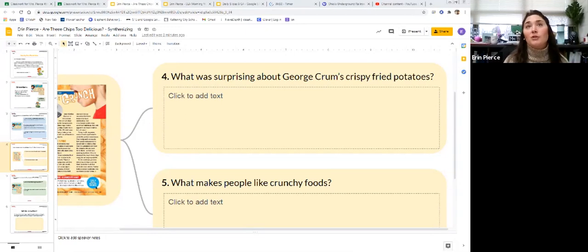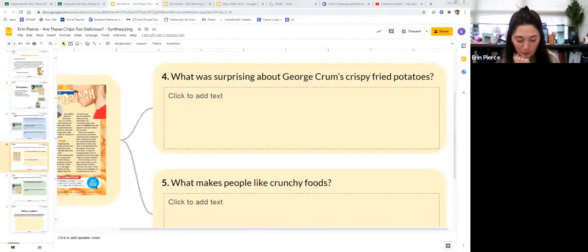What was surprising about George Crumb's crispy fried potatoes? So think back in the article. He's got a guy who's complaining about a French fry that was thick and soggy, that they were not enjoying it. So he thought, oh, let me throw in these really thin potato chips that are not really appetizing. And he was surprised. What was surprising? I'm on the second article, Love at First Crunch. Owen, thank you.